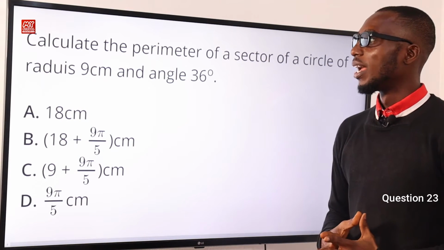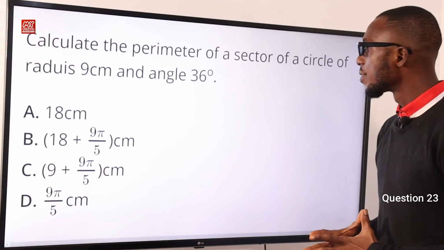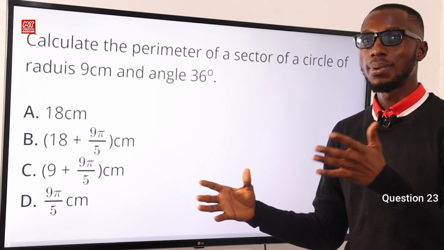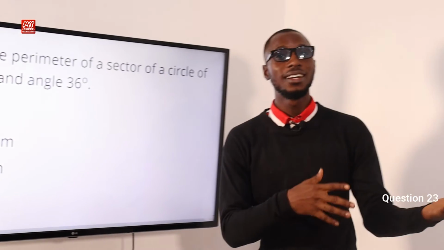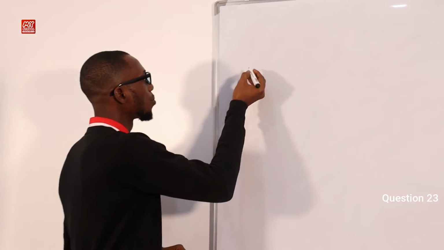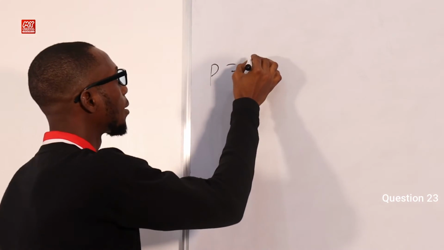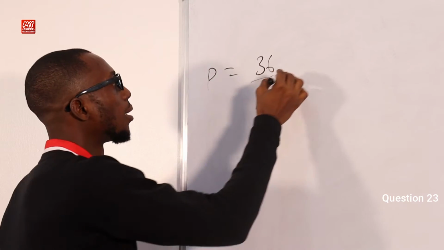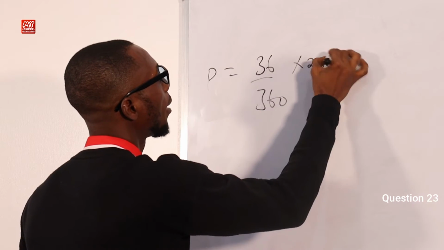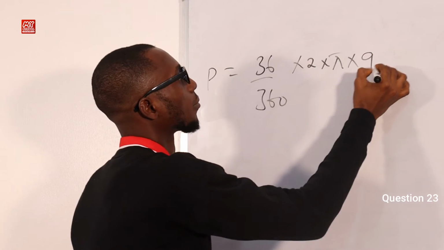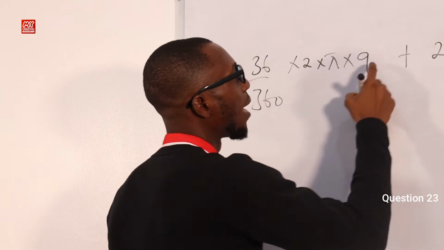23. Calculate the perimeter of a sector of a circle of radius 9 centimeter and angle 36 degrees. So perimeter of a sector is L plus 2R. Okay, that is the length of the arc plus 2R. So that will be P equals length of the arc. Theta is 36 over 360. This is given from the question, okay, times 2 times pi, okay, times R. We are given the radius R as 9. Okay, plus 2 times R.